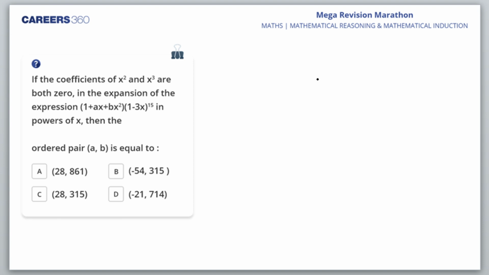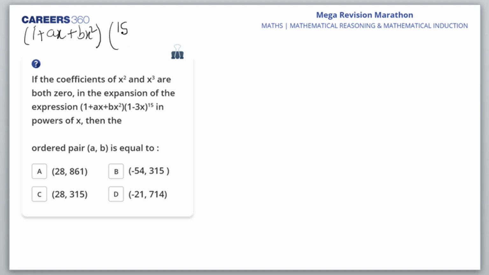So nobody is coming up with an answer. Strange. So I'll solve it. Most welcome to the Career 360 online mega revision package. So here we have 1 plus ax. Nobody has attempted this question. I'm very concerned about this. 1 minus 3x raised to power 15.